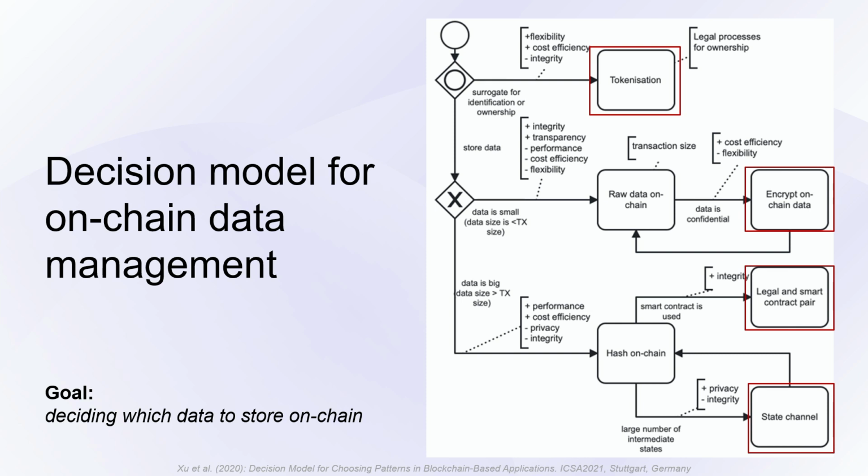Legal and smart contract pair is a pattern that evolves from the hash on-chain pattern. This pattern provides a bidirectional binding between a legal agreement and the corresponding smart contract to provide an authoritative source to the legal contract. The two-directional binding is based on the hash of the legal agreement and the smart contract's immutable address, thus making sure that the legal agreement and smart contract have one-to-one mapping.